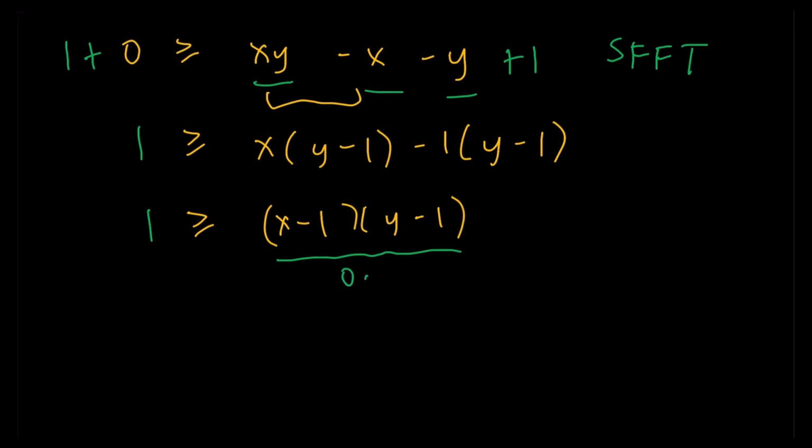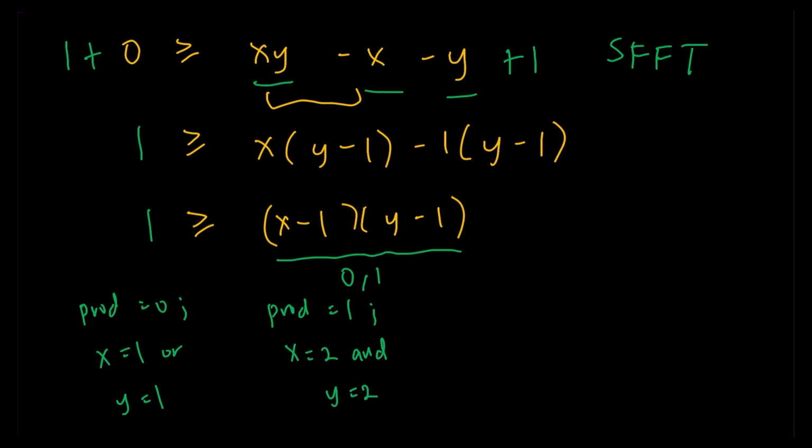This can only be 0 or 1. That gives us a very interesting result. If the product is 0, we're going to have x equals 1 or y equals 1. That must be the case if the product is 0. In the other case, if we want the product to be equal to 1, x and y are positive, so the only possible case is when x equals 2 and y equals 2. So this is going to generate a solution already, 2, 2.